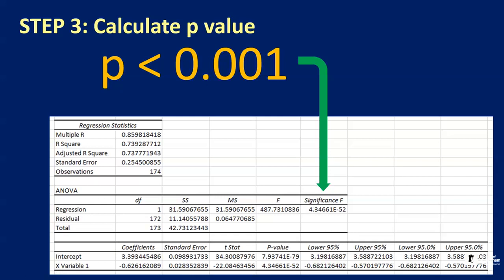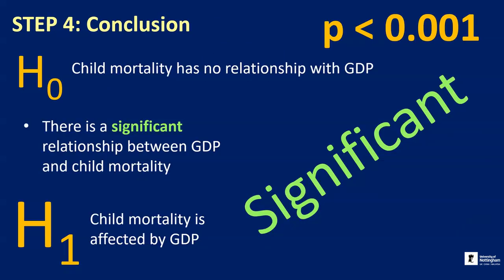And the null hypothesis says there ain't no relationship between GDP and child mortality. So in this case we would actually conclude that it's so unlikely that the data would have arisen if the null hypothesis was true. The p-value is so small that this relationship instead must be significant. The null hypothesis must be wrong.